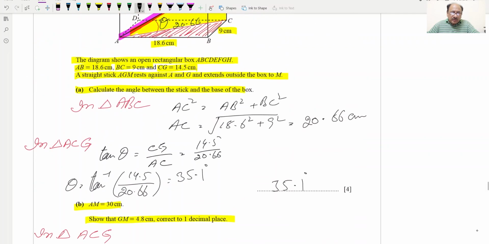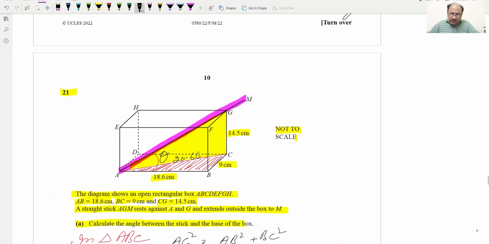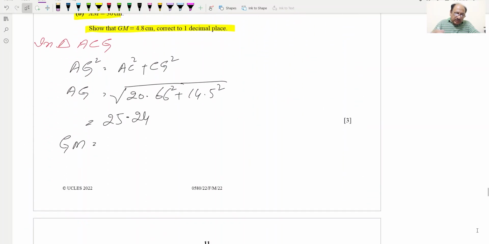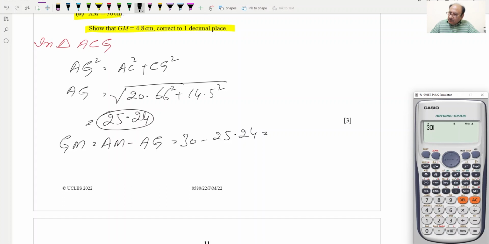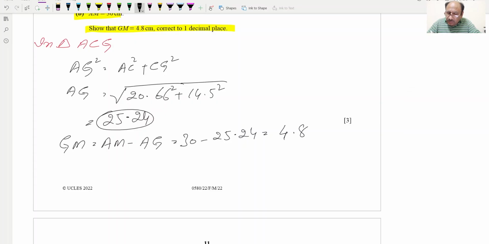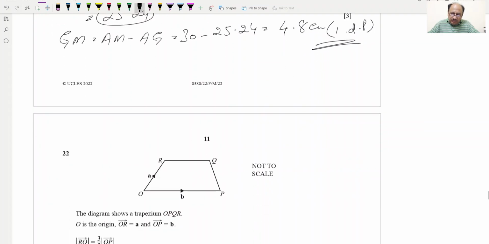So GM will be equal to AM minus AG. AM is 30 minus AG, which we just found, 25.24, and this will be equal to 4.75, or we can write 4.8 centimeters to 1 decimal place. This is what we have done, and it was a 3 marks question.